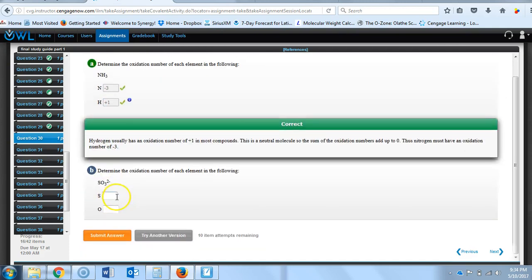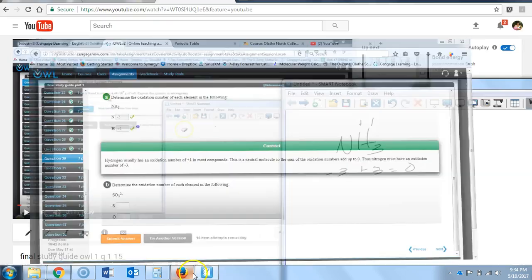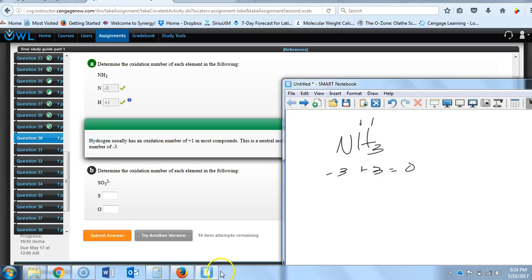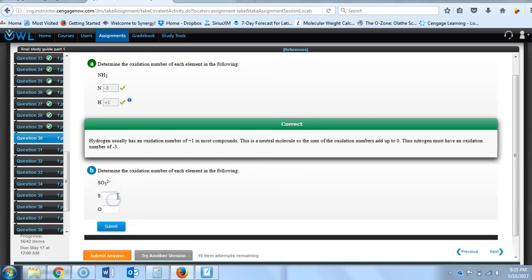Okay, sulfite. So 3 oxygens at -2, and sulfur is +4. 4 minus 6 is -2.